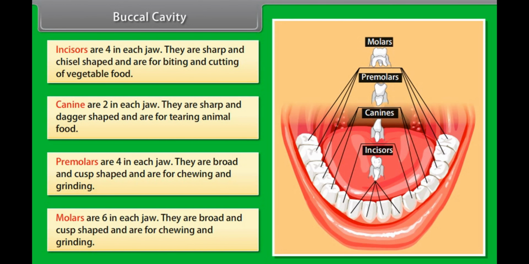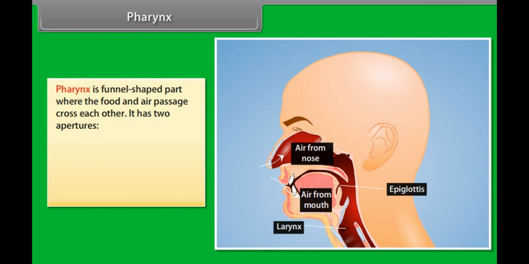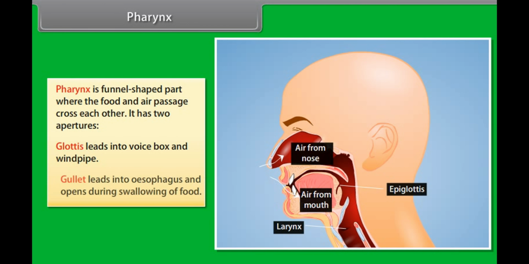Molars are 6 in each jaw. They are broad and cusp-shaped and are for chewing and grinding. Pharynx. Pharynx is a funnel-shaped part where the food and air passage cross each other. It has 2 apertures. Glottis leads into voice box and windpipe. Gullet leads into esophagus and opens during swallowing of food.